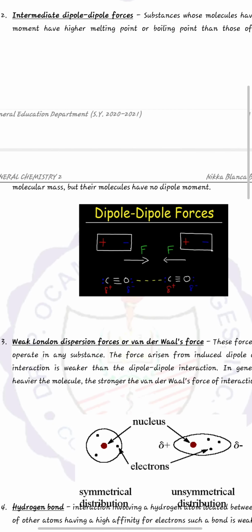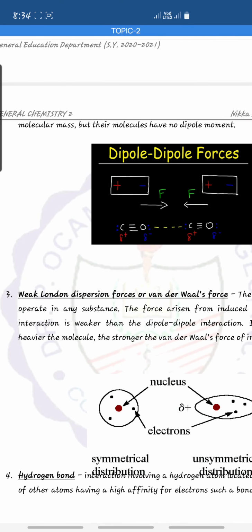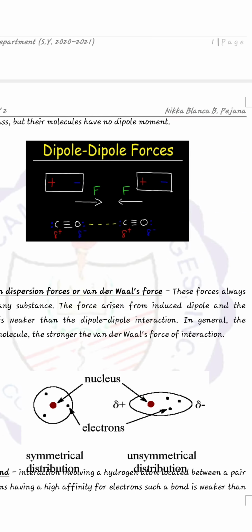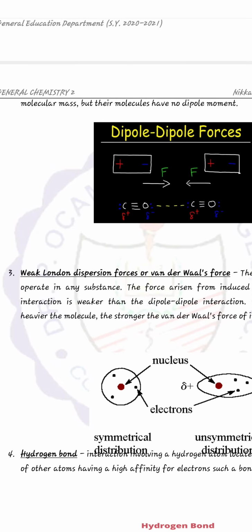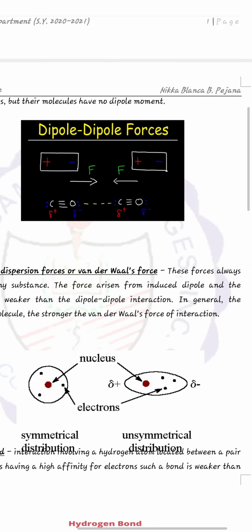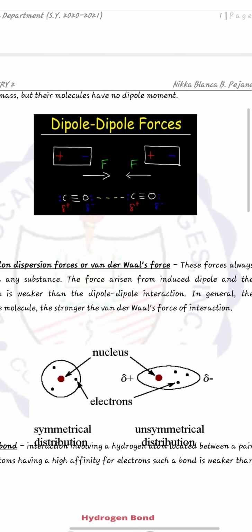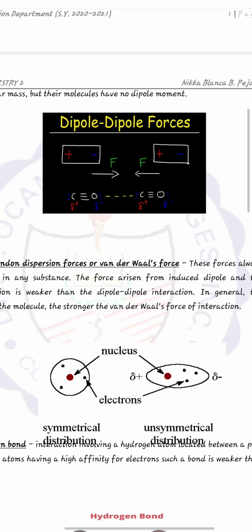So let's go now to the third prominent type of intermolecular attraction. Let's discuss the weak London dispersion forces, or the van der Waals forces. These forces always operate in any substance. The force arises from an induced dipole, and the interaction is weaker than the dipole-dipole interaction. In general, the heavier the molecule, the stronger the van der Waals force of attraction.